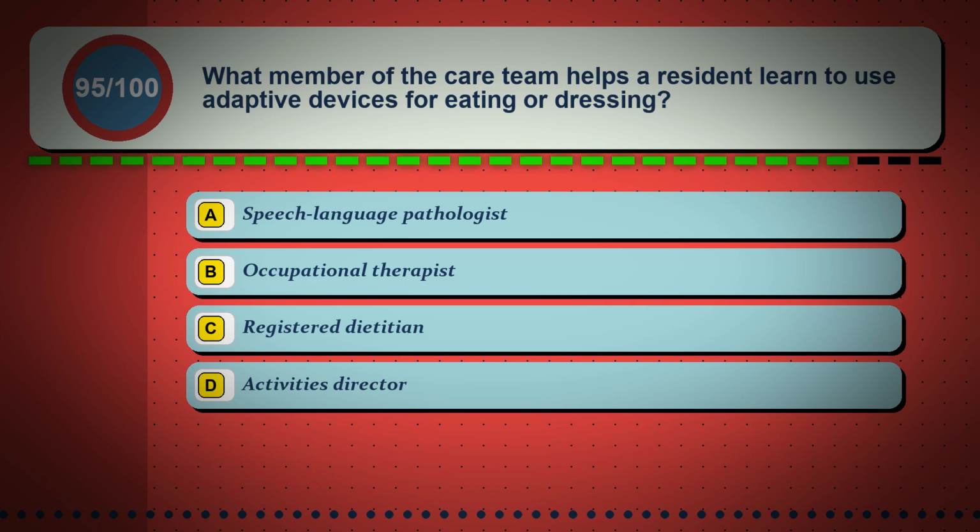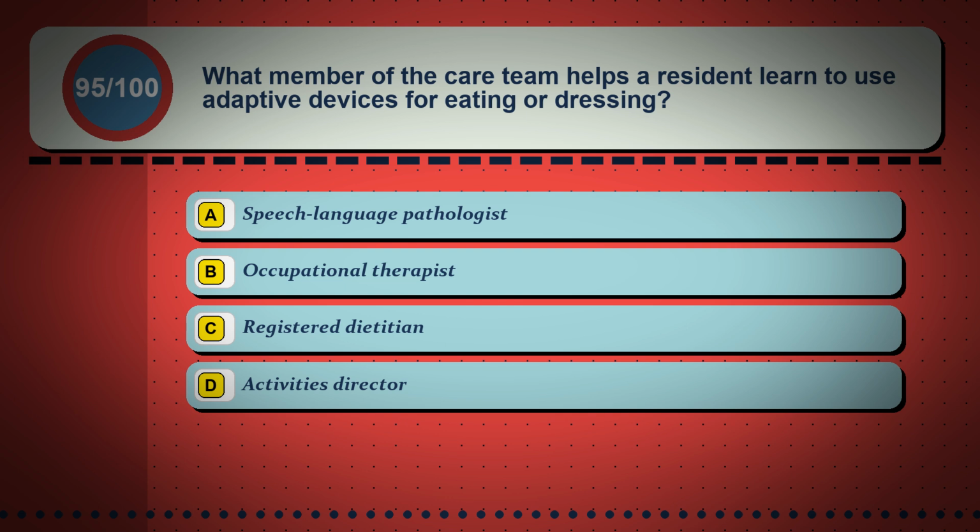Question 95. What member of the care team helps a resident learn to use adaptive devices for eating or dressing? Option A, a speech-language pathologist. Option B, occupational therapist. Option C, registered dietitian. Option D, activities director.